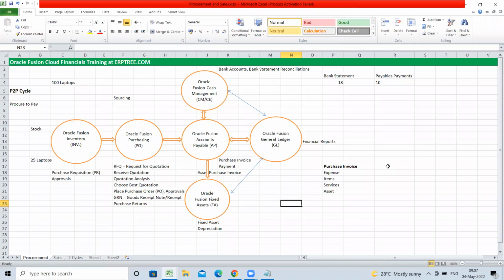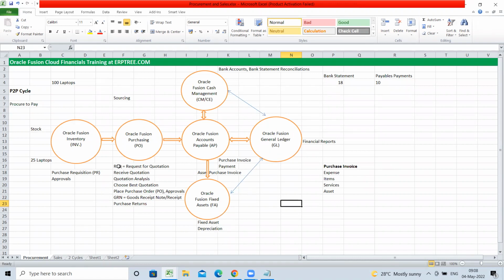If you get a question like, what are the key applications involved in the P2P cycle? You can say the applications are the inventory application, purchasing application, and payables application. But show interest to refer to these names with the departments, so that will help us. So this is all about the P2P cycle.